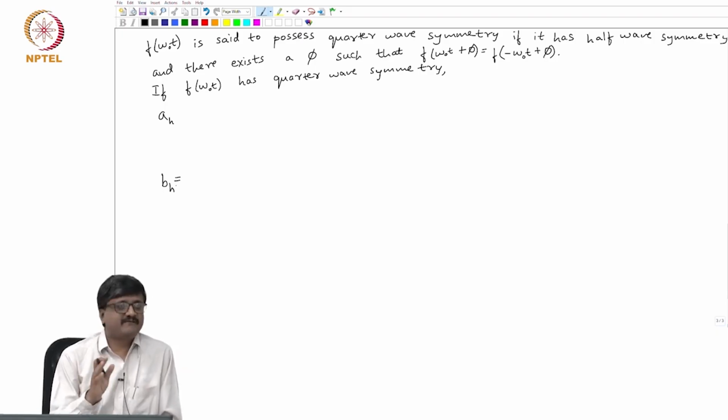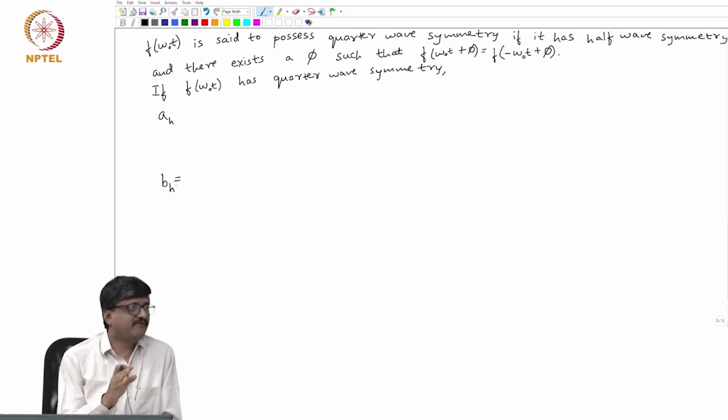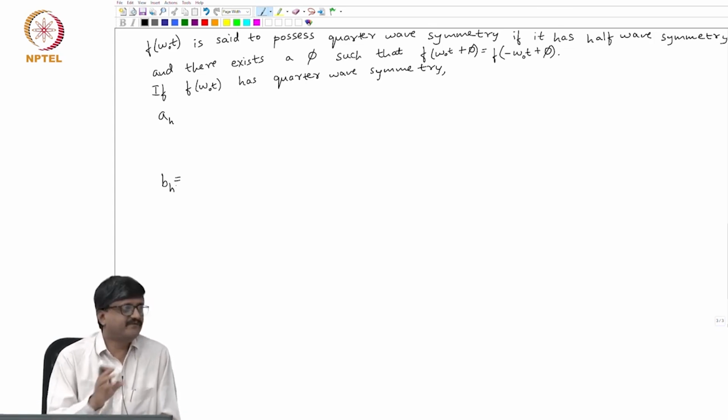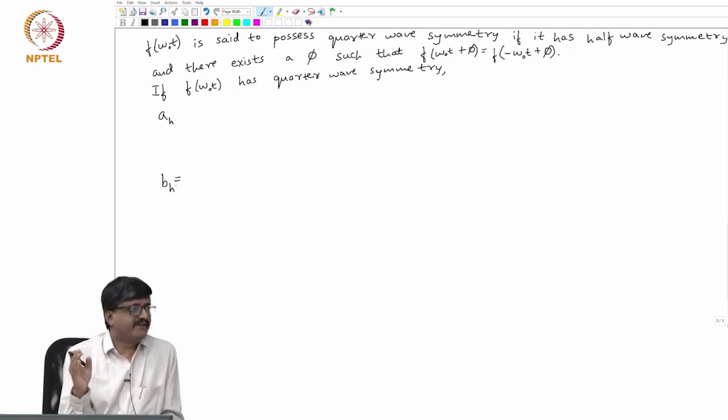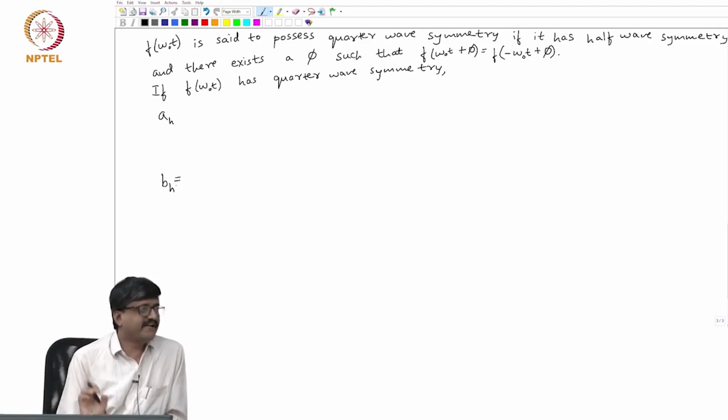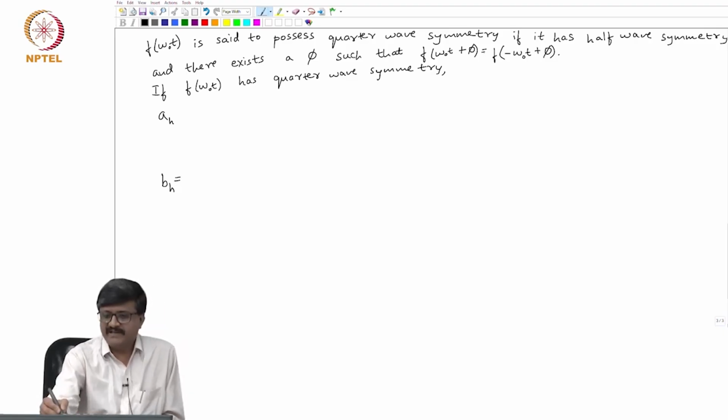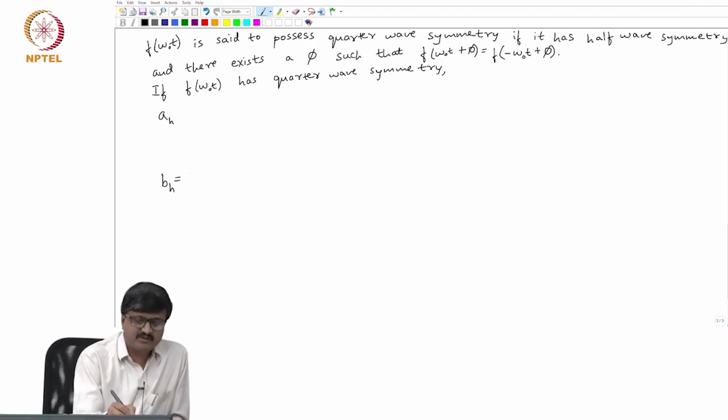Yes, because I am trying to find a phi so that it will shift the omega o t equal to 0 axis in order to make it an even function. See, I am not putting a minus here. F of omega o t plus phi is equal to plus f of minus omega o t plus phi. So, BH is 0.